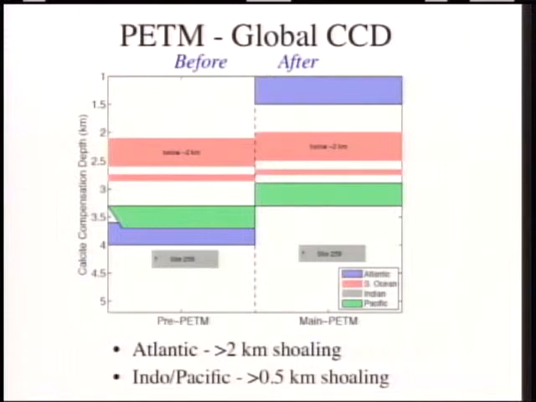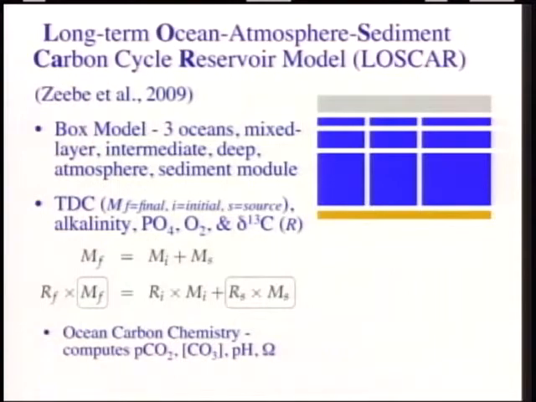And this just shows how the CCD shoals. It's relatively a shallow shift in the Pacific and the Indian. The Atlantic Ocean seems to show a fairly large change in the CCD depth. So with these observational constraints, we can start to try to simulate and reproduce what we have with this observational record.